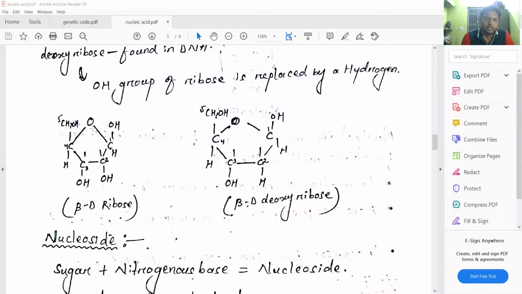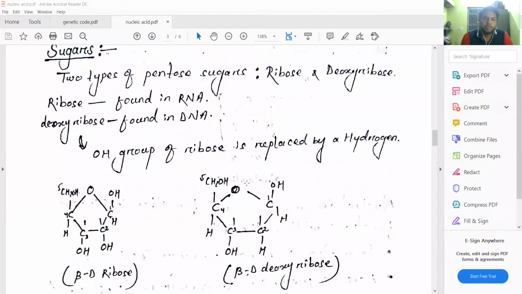So both are pentose sugars, but the only difference is that at the 2' carbon, the OH group is there, and this is replaced by hydrogen in case of beta D deoxyribose. Okay, this is the common structure of ribose, the single ribose, and deoxyribose. Okay, this is the sugar molecule.